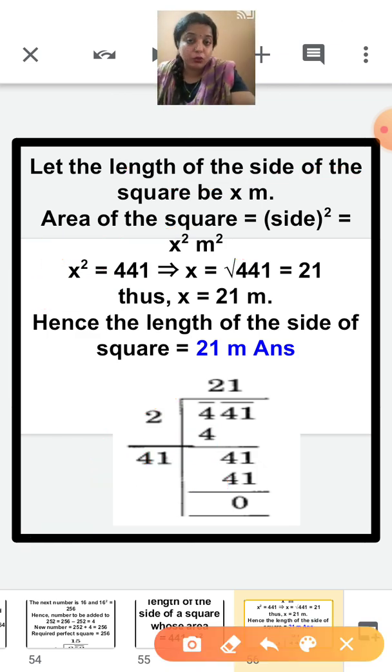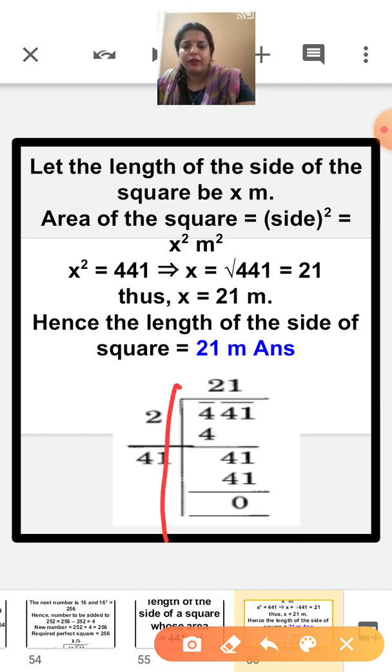See, you have 2 methods in this chapter. We have learned 2 methods. First was the prime factorization method and second is the long division method. So in exercise 6.4 we are using the long division method. So I am using the same method, but here you can use the prime factorization method also. Okay, see how you can find it in this way.